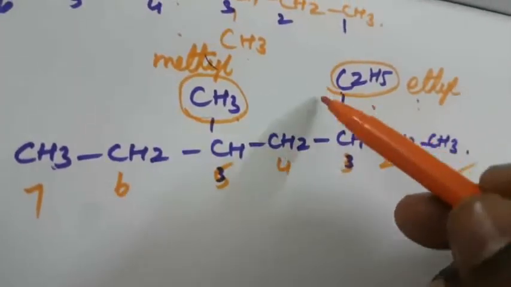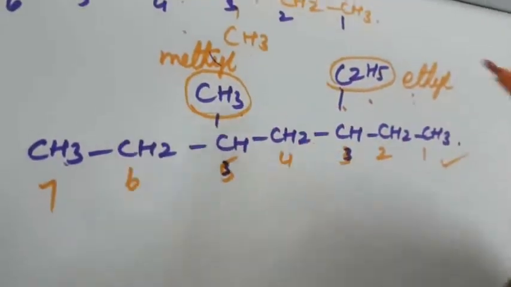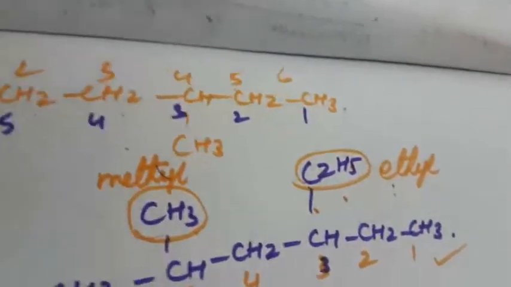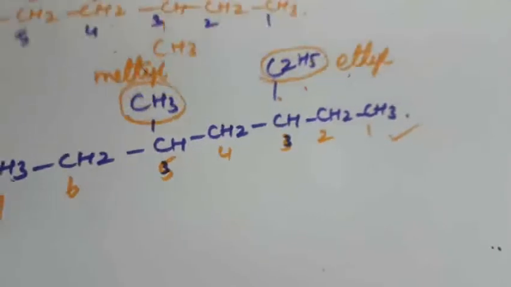So according to the alphabetical order, you give the priority. So that is called ethyl. This is called methyl. Okay, so this is another one. Next one is, more than 2 substituents are there. First, according to the alphabetical order, you write the name.